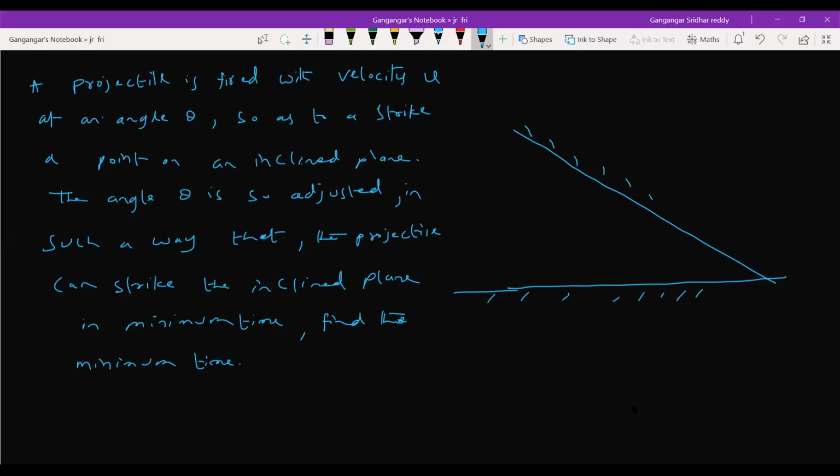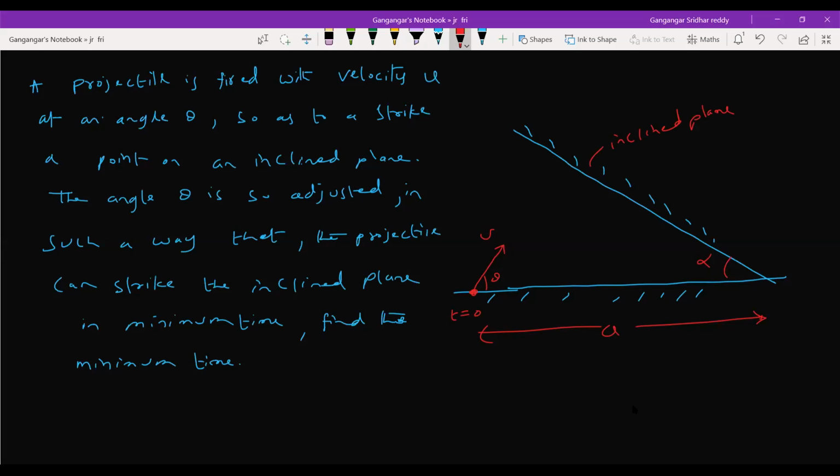This is the inclined plane. This is given, this is the angle of inclination. There's an inclined plane. At t equals 0, it is projected at a distance a from one end of the inclined plane. So how should the value of theta be adjusted so that it will strike the inclined plane in minimum time?